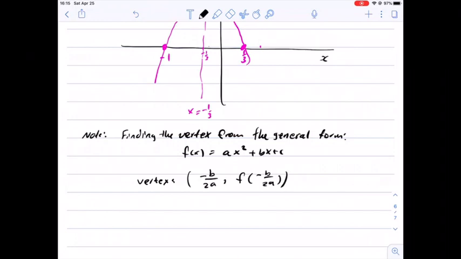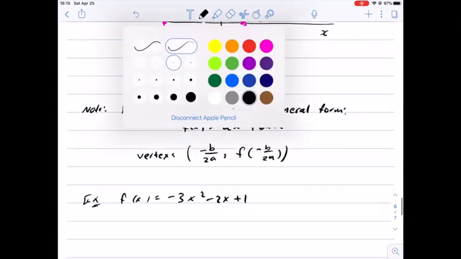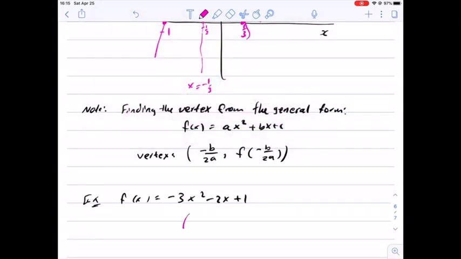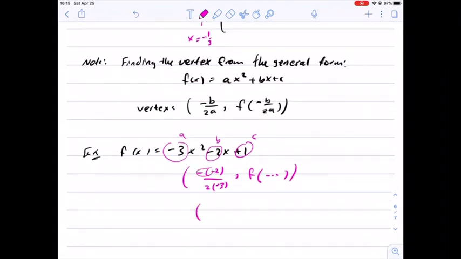Now for our previous example, we had f of x equals negative 3x squared minus 2x plus 1. If we want to find the vertex from this formula, we have negative b, where b is negative 2, over 2 times a. This is a, this is b, this is c. So 2 times a, 2 times negative 3. Negative, negative, positive, we have 2 over 2 times negative 3, which is negative 6, and half of this: 2 over negative 6 is negative 1/3.